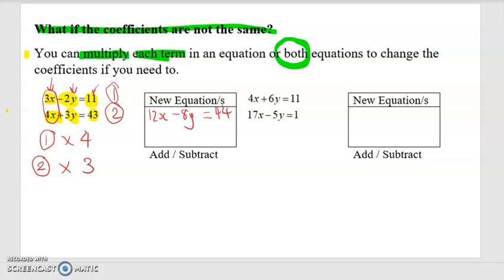The second equation I'm timesing by 3. So let's go for it. We've got 4x times 3. That gives me 12x. And the 3y times 3. That gives me 9y. And then 43 times by 3. Well, 40 times 3, that's 120. And 3 3s are 9. So I should be getting 129.